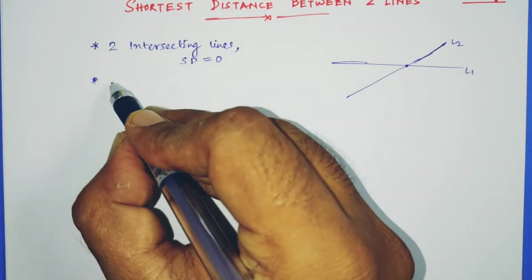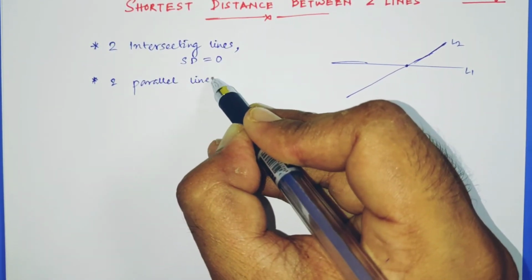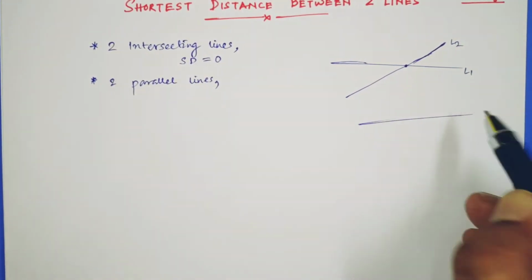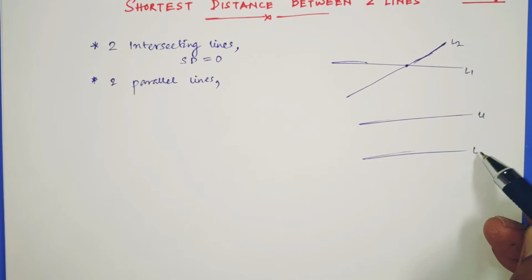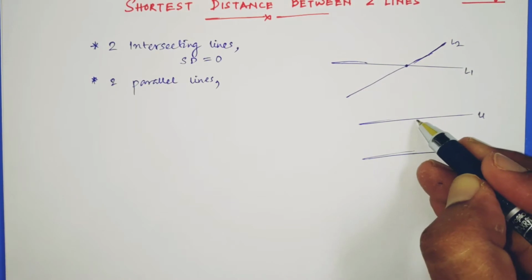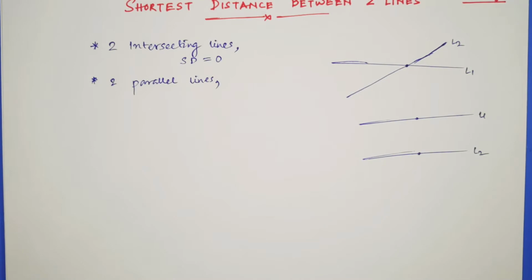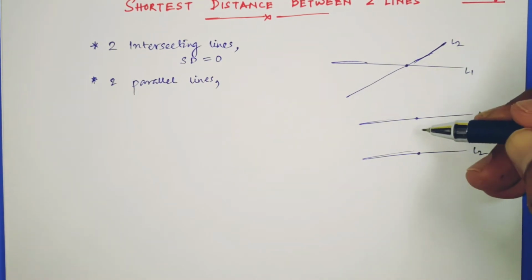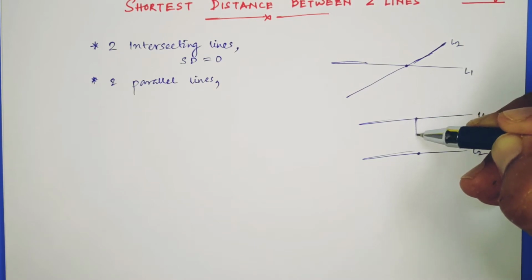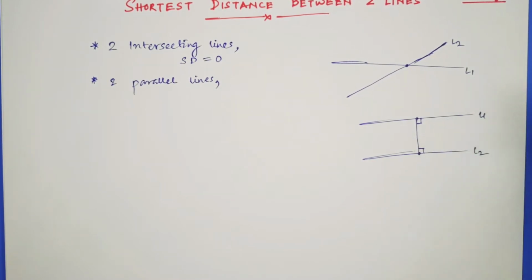What is the shortest distance between two parallel lines? For two parallel lines, we have line L1, we have line L2. Now if these two lines are parallel, the shortest distance will be what? I will take a point in line L1 and a point in line L2. Now we have to check that the line segment joining the 2 points must be perpendicular with both the lines.